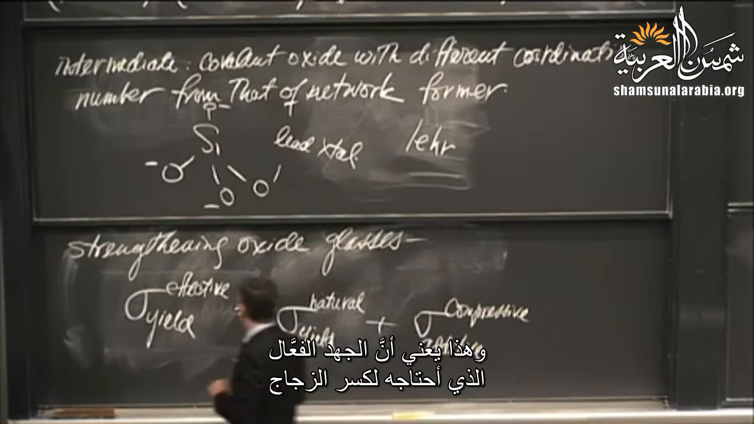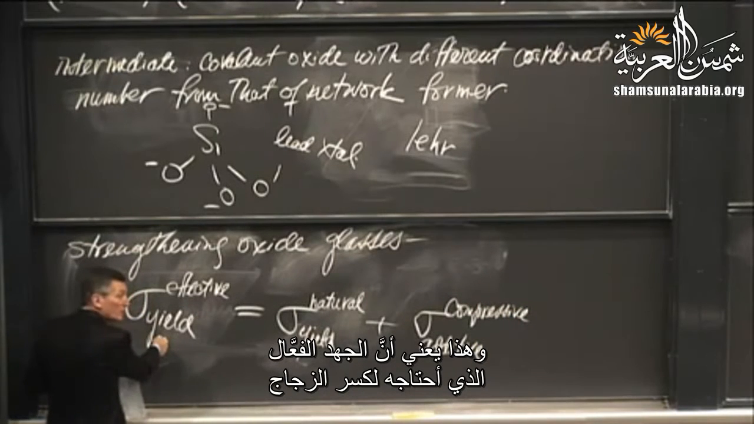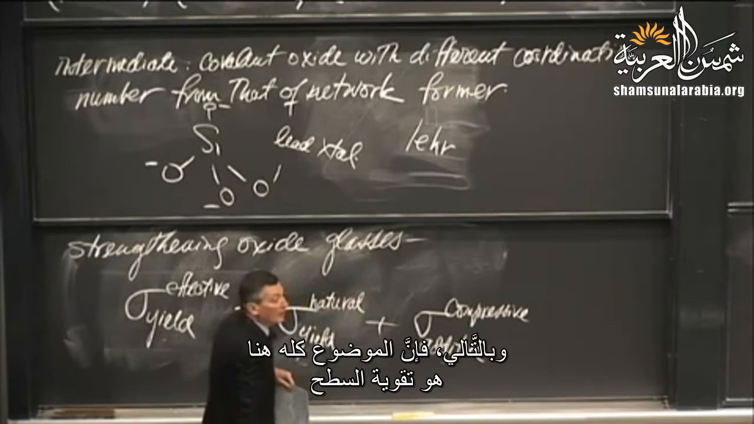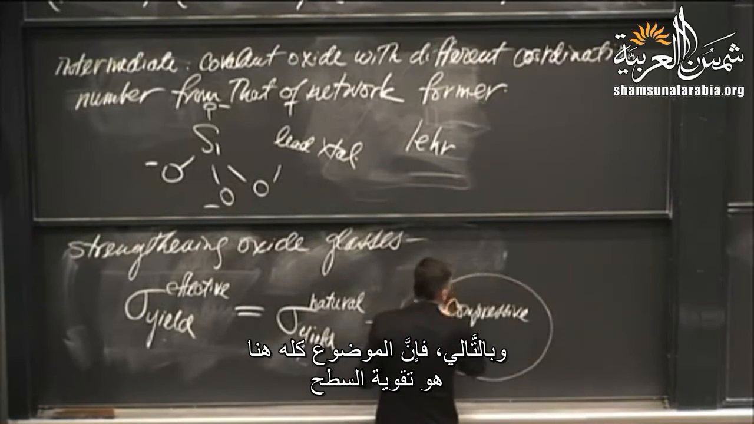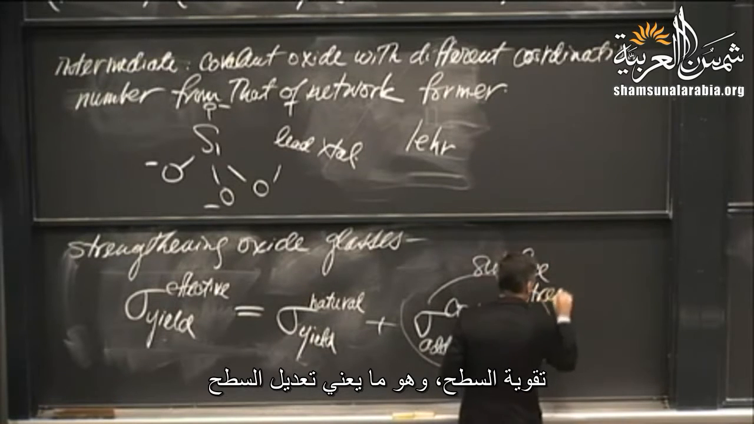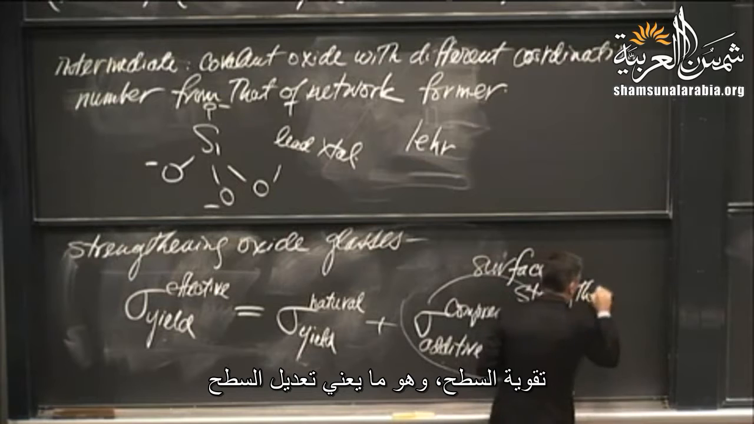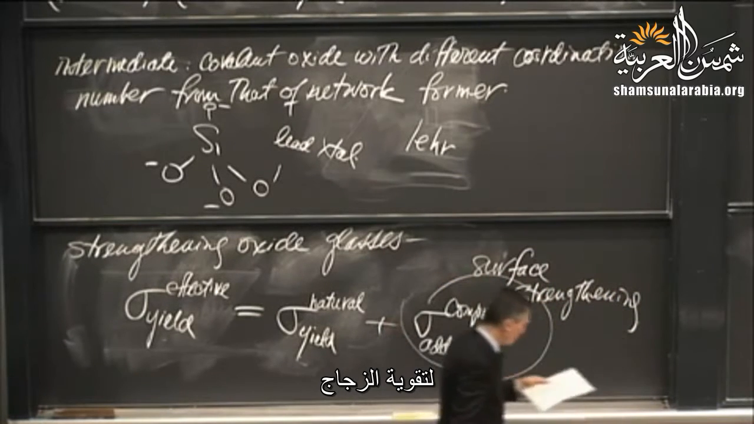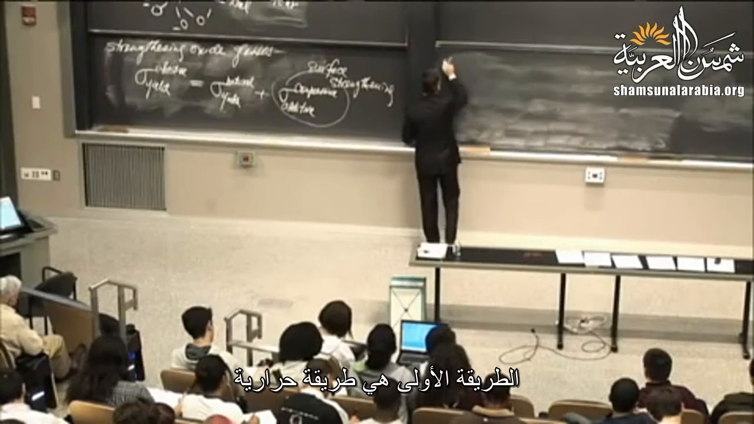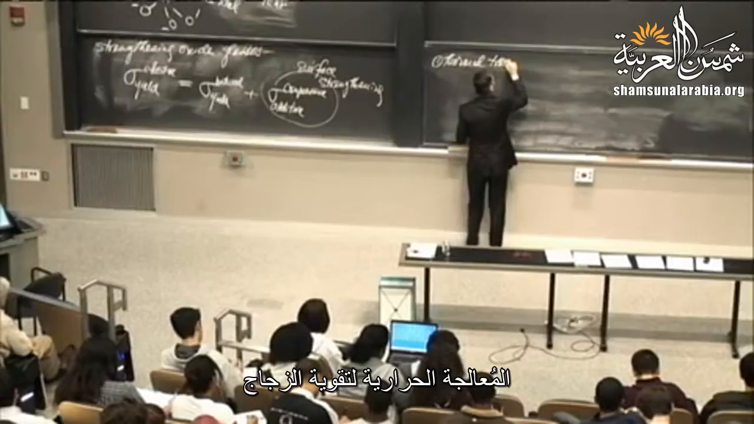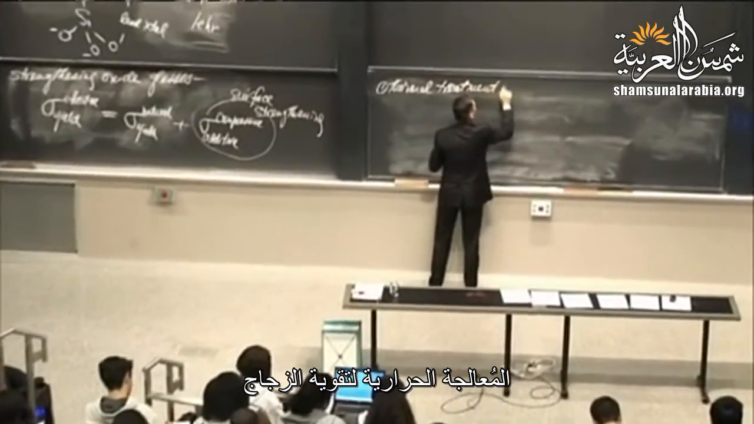So that means now the effective stress that I need to break the glass is going to be greater than it otherwise would be. So the whole gambit here is surface strengthening, which means surface modification. And I'm going to show you two ways to modify the surface to bring the strength of the glass up. The first way is thermal treatment. And the thermal treatment is to strengthen the glass.